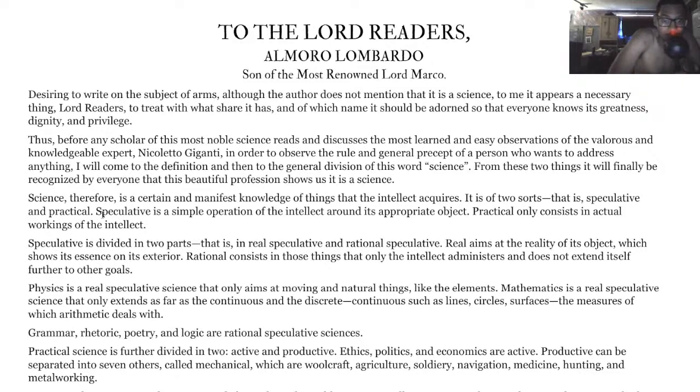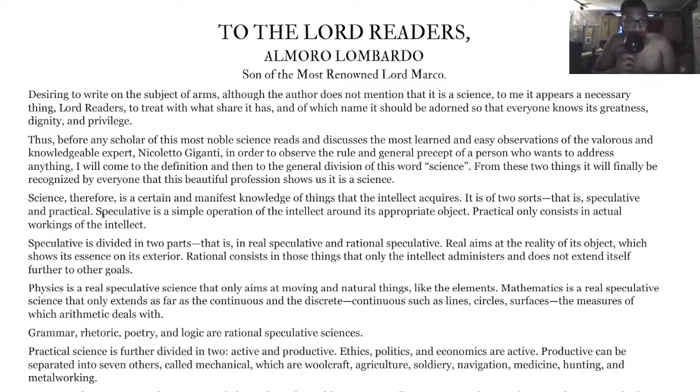Thus before science, therefore, is a certain and manifest knowledge of things that the intellect acquires. It is of two sorts, that is speculative and practical. Speculative is a simple operation of the intellect around its appropriate object. Practical only consists in actual workings of the intellect. Speculative is divided into two parts, real speculative and rational speculative. Real aims at the reality of its object, which shows its essence on its exterior. Rational consists in those things that only the intellect administers and does not extend itself further to other goals.